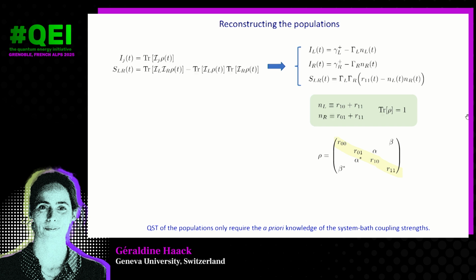So I can solve this equation to reconstruct my different elements. And the last one, I can access it by using the trace property of the density operator, which is always 1. But so you see, it shows that, in fact, when you measure a current and the noise, that's enough to reconstruct the populations of your system.